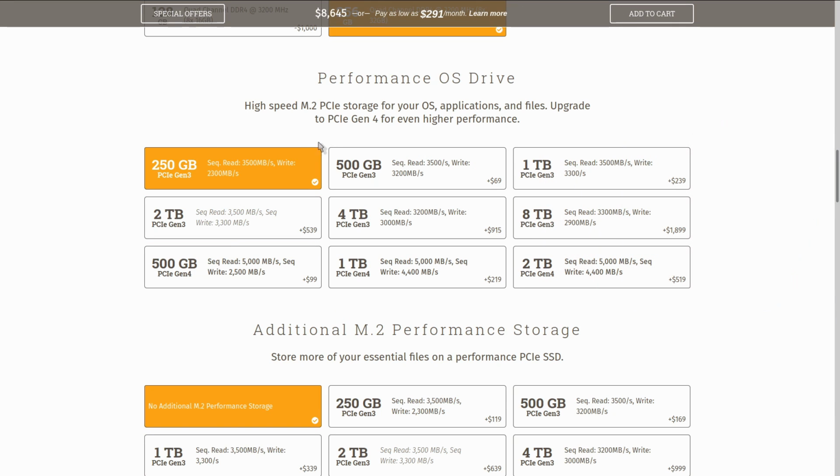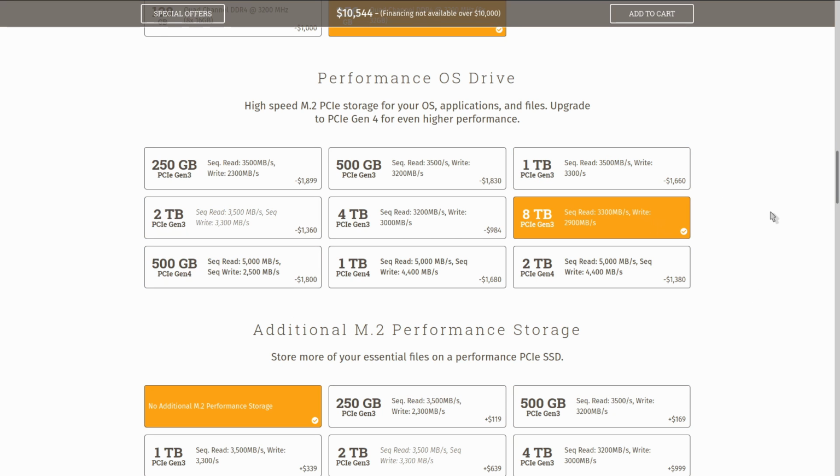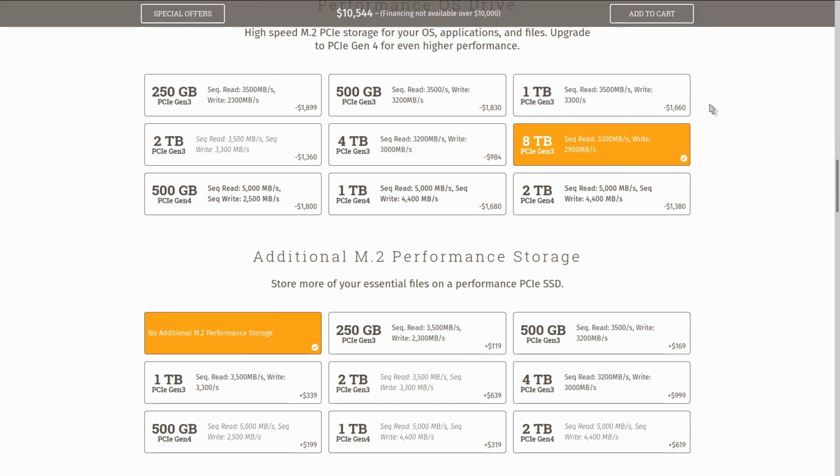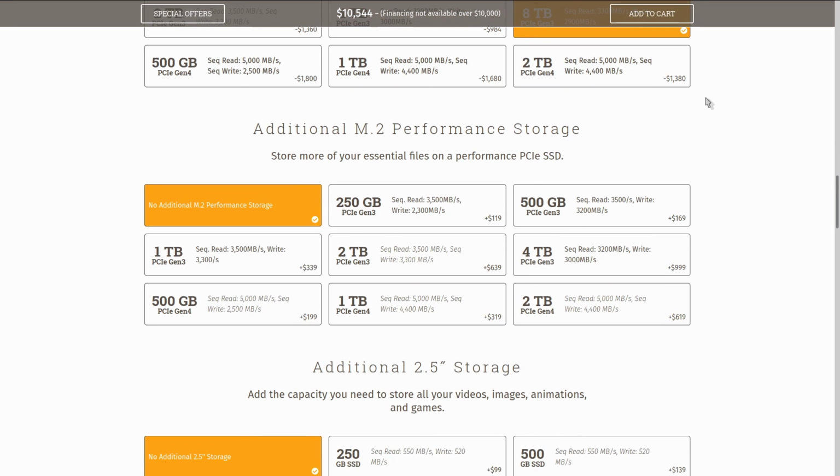Well, let's see. As I'm looking around, it looks like 8 terabytes is the biggest option, and that's running at 2900 megabytes per second for write and 3300 megabytes for read. That's a PCI Generation 3, M.2 PCI Express, or better known as an NVMe, solid state drive, and now we're upwards of $10,500.